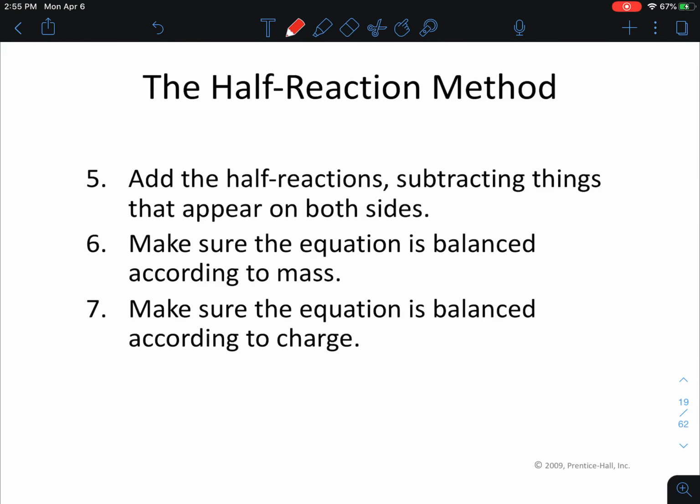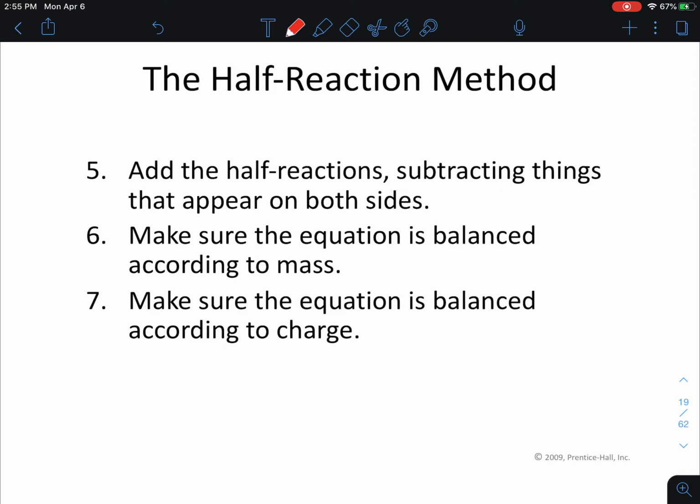Okay, add the half reactions together, subtracting things that appear on both sides. So we're just simplifying. And then 6 and 7 are basically verifying that everything looks okay. So make sure that it's balanced according to mass. Really, that means that the atom count is the same on both sides. And then 7, make sure the equation is balanced according to charge. So for that, you're going to calculate the overall charge on both sides of the equation. Okay, so let me jump out of the slides for a second and just do some examples so you can see how all these steps work.